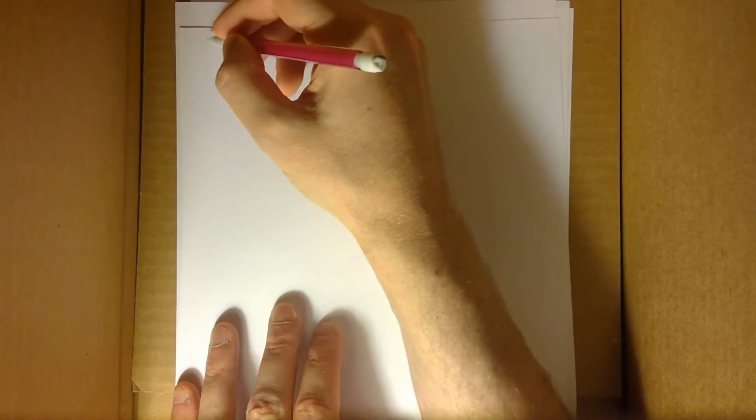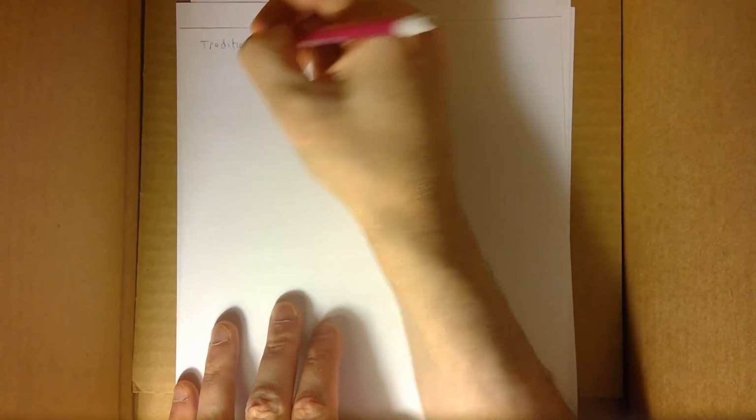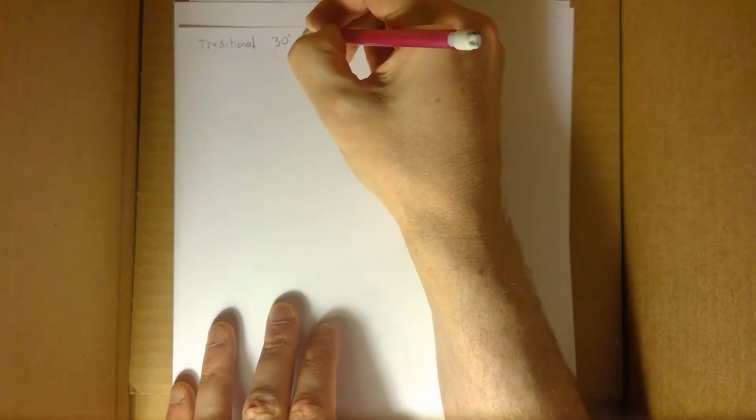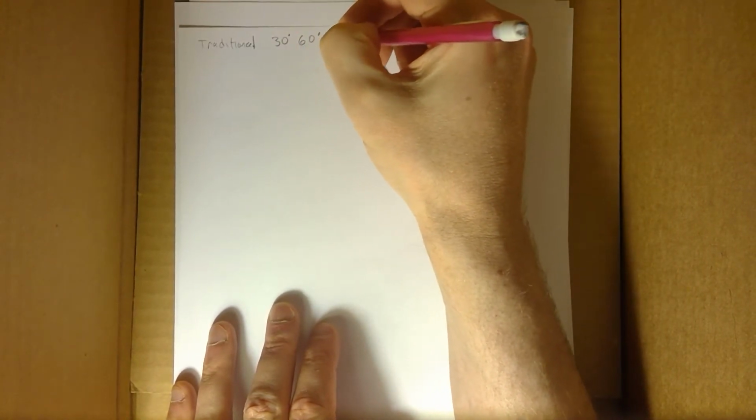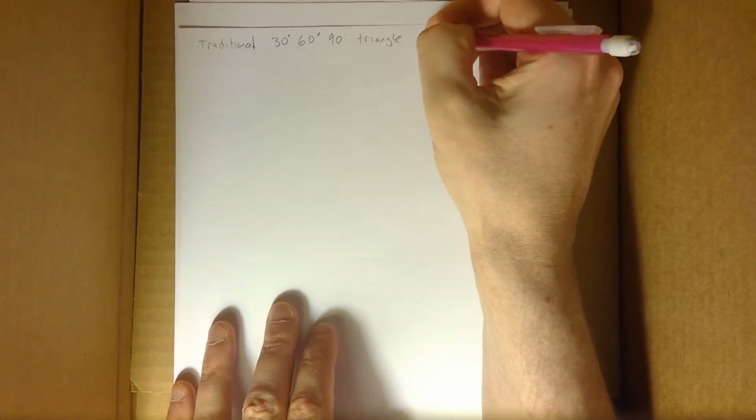All right, now we're going to talk about another special type of special right triangles, and we'll call this traditional 30, 60, 90 triangle problems.